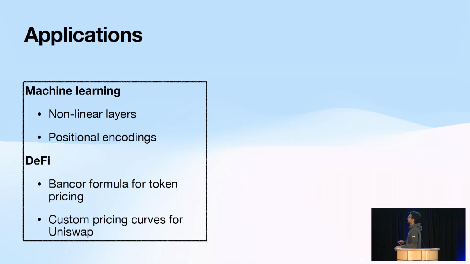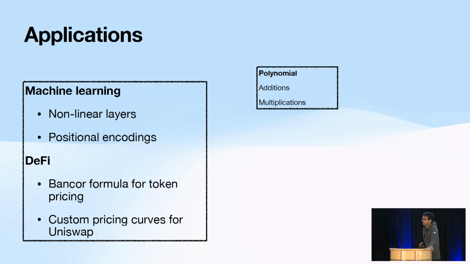Some applications, there are a lot more than these, and I've picked these for a specific purpose. You might want to verify that certain computations have been done correctly, things like machine learning, a bunch of DeFi things. You want accuracy, so those two things are important. These applications can be split into two parts. One is simple operations like additions, multiplications, low-degree polynomials, things like that. And these are efficient. You can do them nicely inside a proof system.